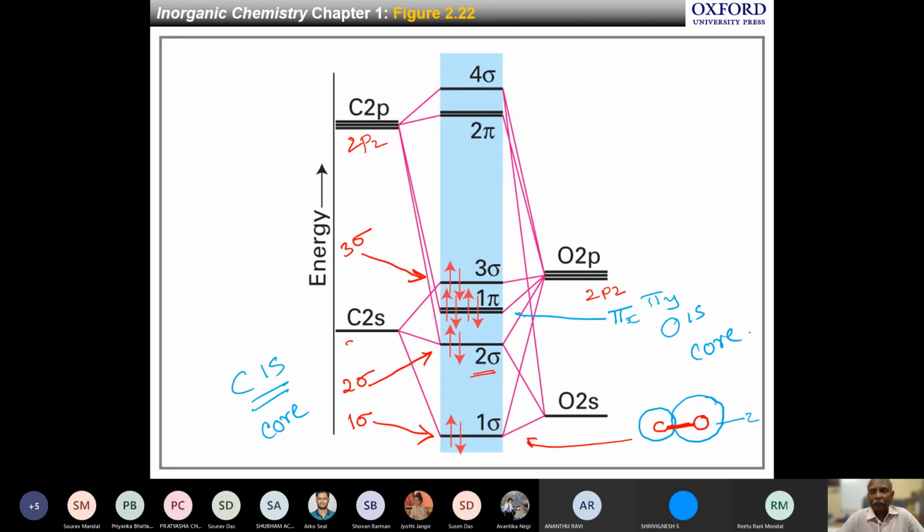If you fill up the number of electrons, 6 from carbon and 8 from oxygen, you will end up with the right number to fill up all these energy levels. And the highest occupied molecular orbital is going to be this 3 sigma.